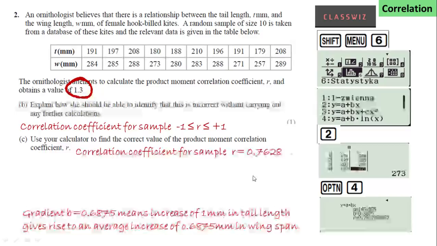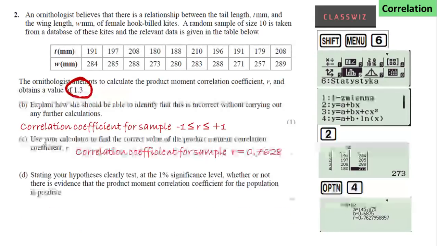I'd also like to highlight that we have y equals a plus bx. b is the gradient of the regression line, and I can interpret that in the context of the question by saying that a rise of 1 millimeter in tail length will generally give rise to an increase of 0.6875 millimeters in the wingspan.